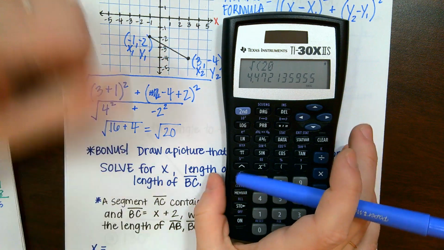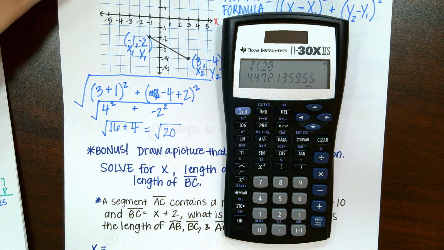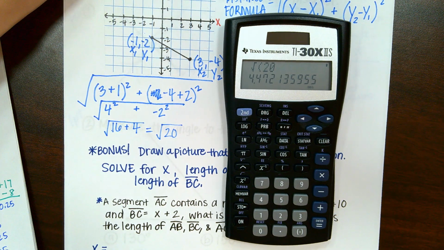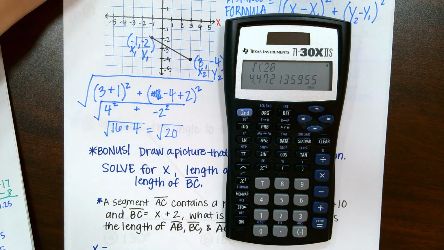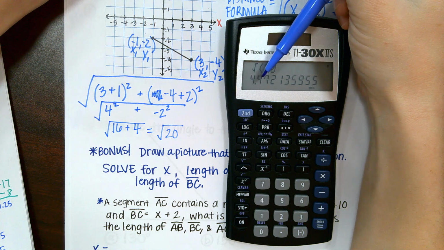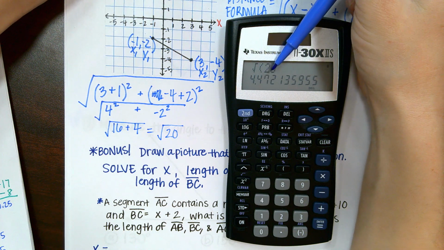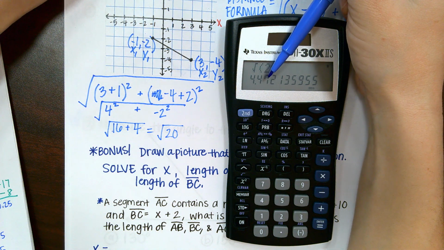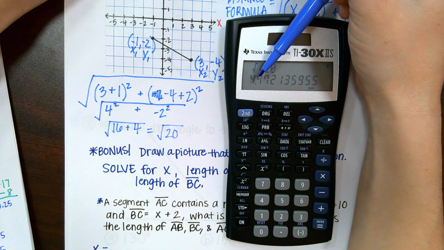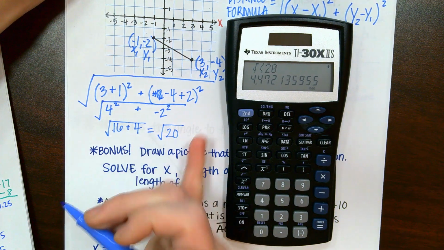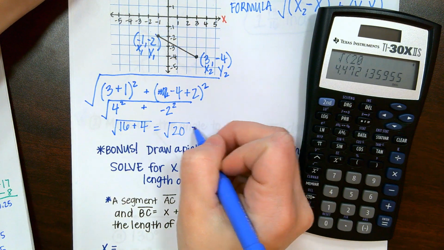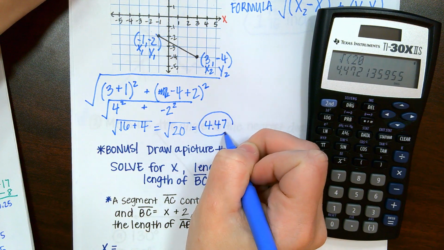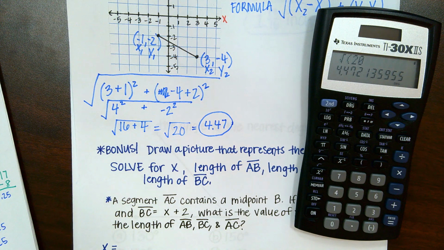And here is our answer, 4.47213595, and it might go on longer. I want you to round your answer to the second decimal point. So because after our second decimal point, we have a number that's smaller than 5, we've got 2, that means we don't need to round up. Our answer is going to be 4.47. So I'm going to write here 4.47, and I'm going to circle it, and that is my answer.